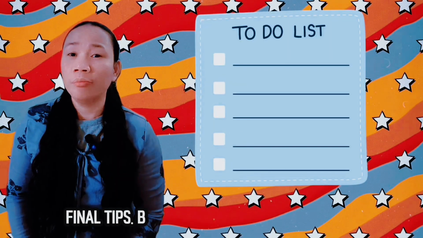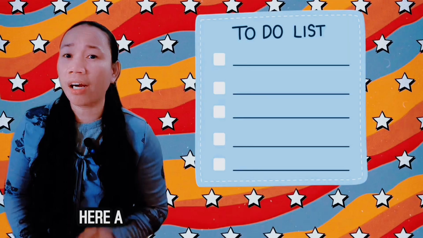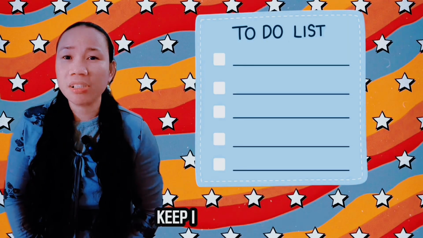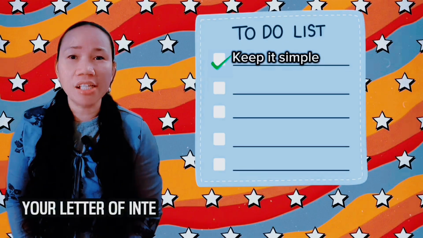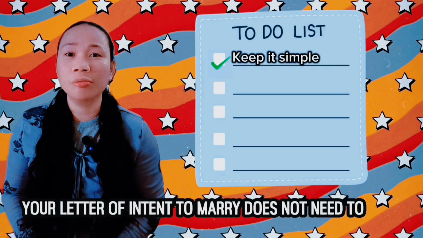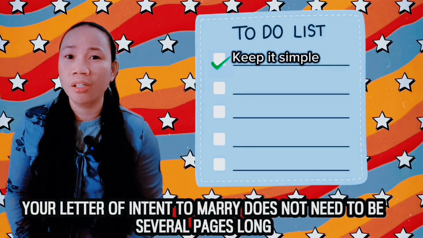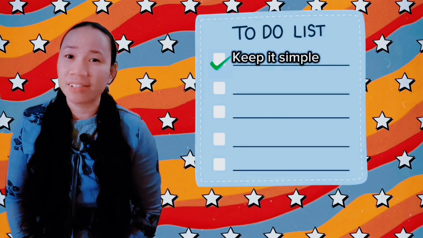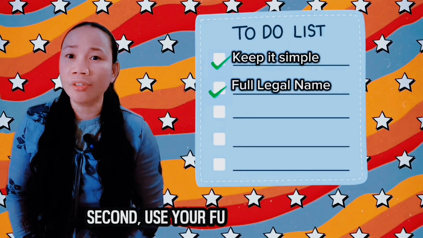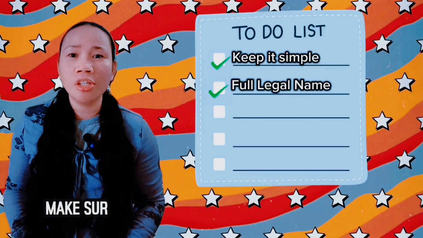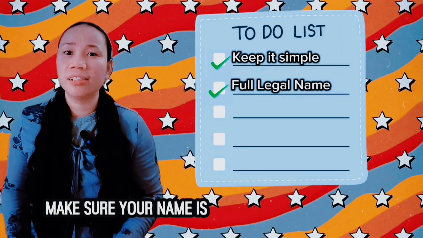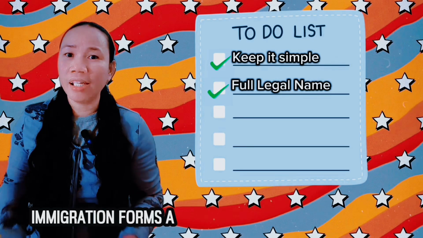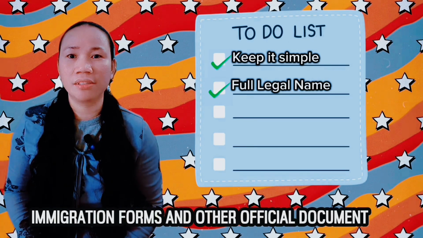Final tips. Before you finish your letter, here are a few important tips. First, keep it simple. Your letter of intent to marry does not need to be several pages long. The purpose is to clearly state your intention to marry. Second, use your full legal name. Make sure your name is consistent with your passport, immigration forms, and other official documents.